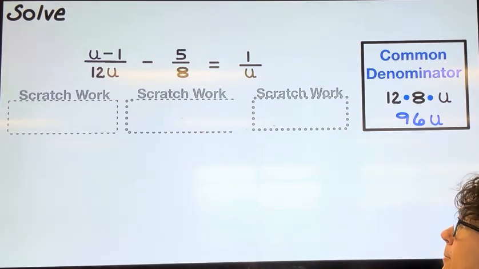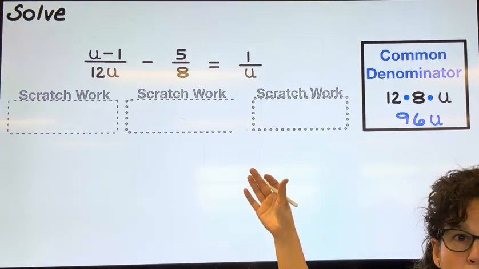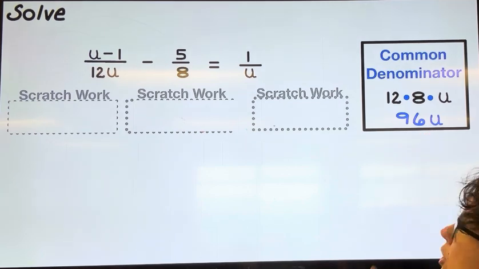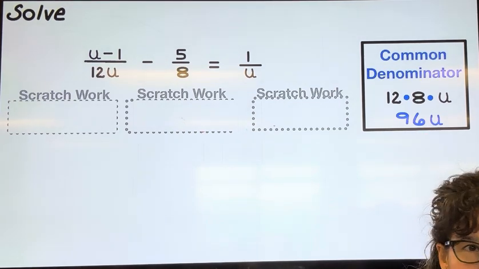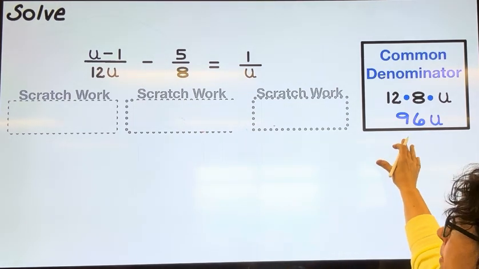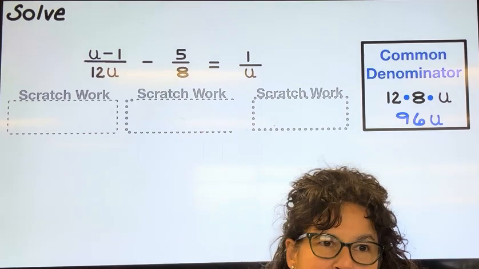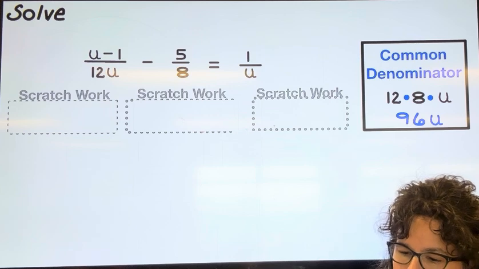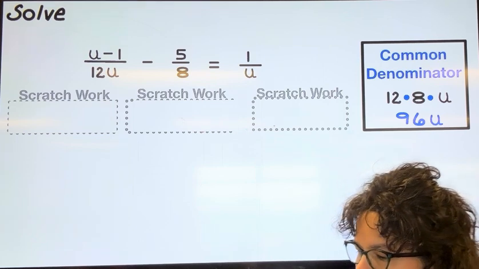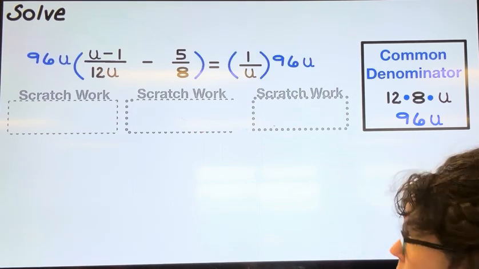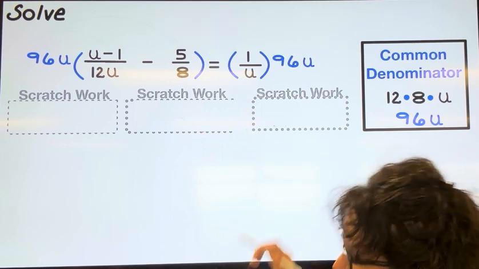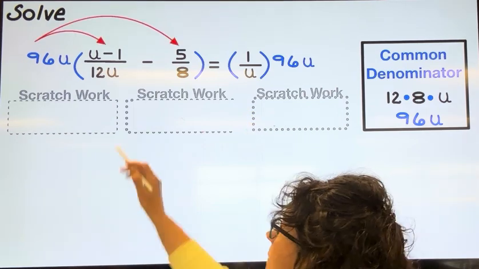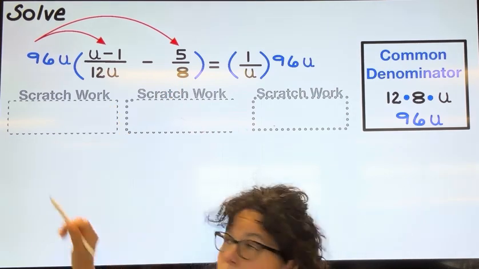Now if you did this same problem and used 24 instead and went with 24u, that will be even better. But I'm going to go with a little bit bigger number just to show you it doesn't really matter, as long as you think of a number they all fit into. So I'm going to multiply both sides of this equation by 96u. When I multiply both sides by 96u, on the left side, I'm going to need to distribute.